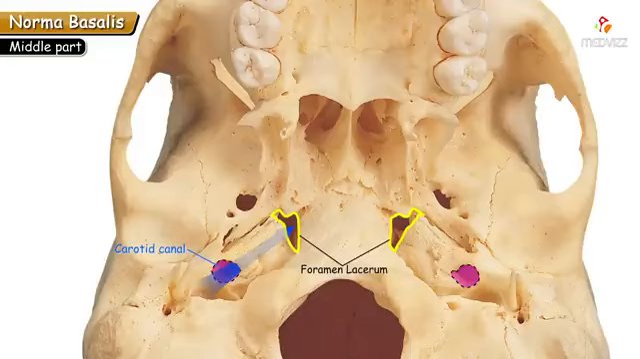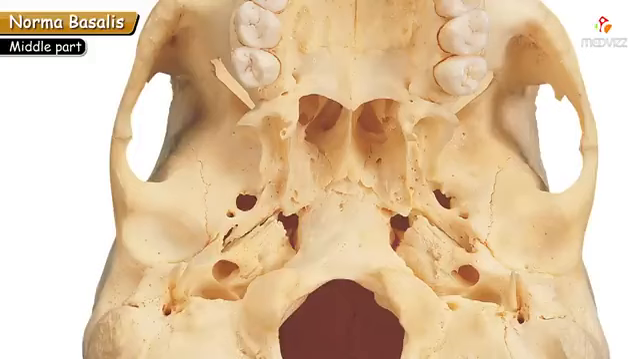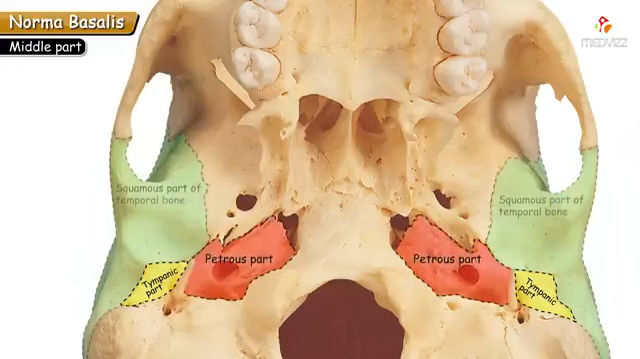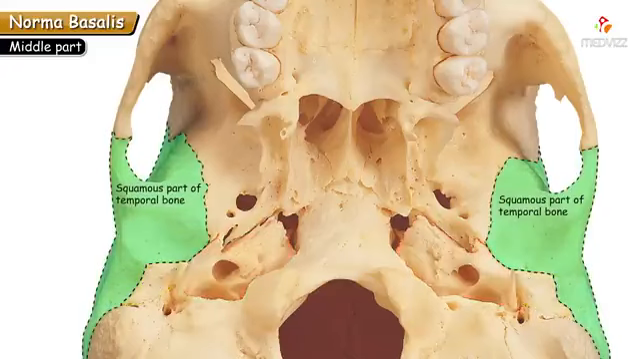Let's see the other parts of the temporal bone. So talking about the tympanic part. The tympanic part of the temporal bone is a triangular bone which occupies the angle between the petrous and the squamous part of the temporal bone. And in Norma basalis we can see a little part of the squamous part of the temporal bone also.